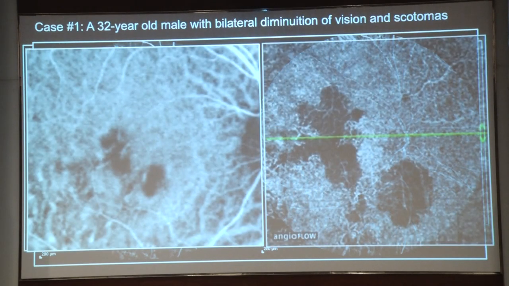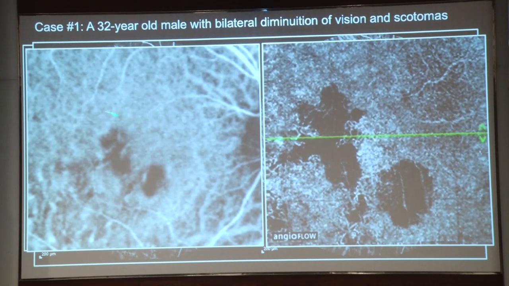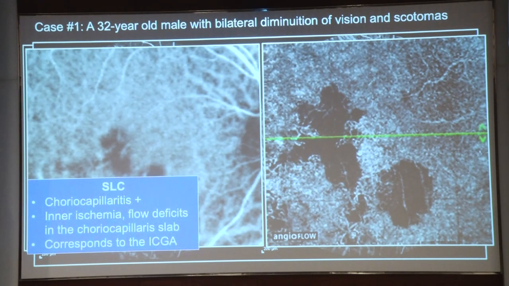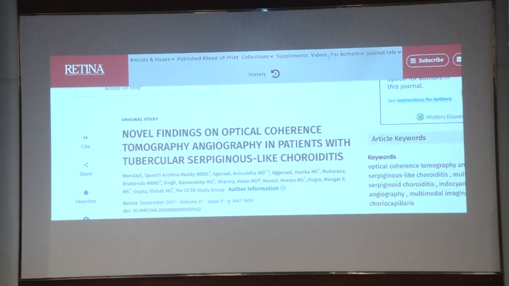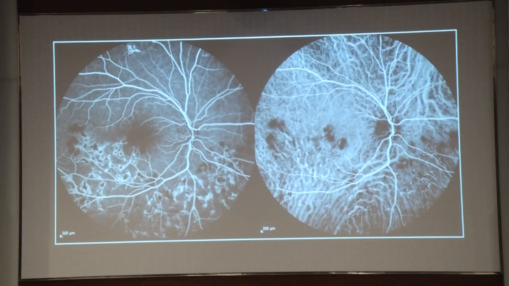And if you have OCT angiography with you, you'll realize that the lesion exactly corresponds to the hyporeflectivity on OCT angio. So you can follow these patients even non-invasively once you have a baseline test. And not only that, OCT angio tells you that it is definitely a case of choriocapillaritis with inner ischemia, which corresponds to ICG. So this was also published in 2017.